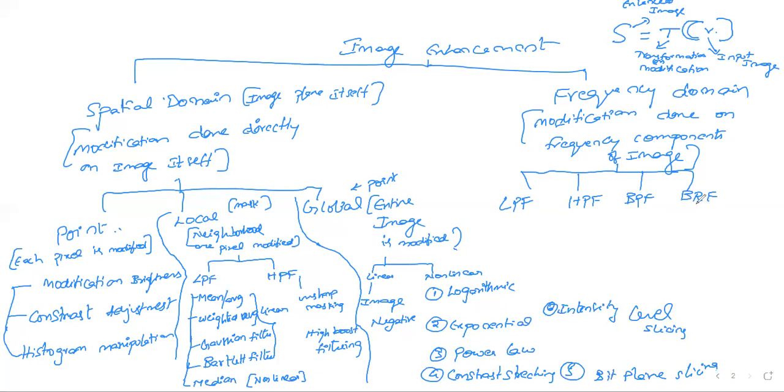In LPF, HPF, BPF, BRF, we have the same terms. First one is ideal. Second one Butterworth. Third one Gaussian. So ideal LPF, Butterworth LPF, Gaussian LPF. Similarly, ideal HPF, Butterworth HPF, Gaussian HPF. Like this, we have the terms. So this is the introduction to image enhancement.